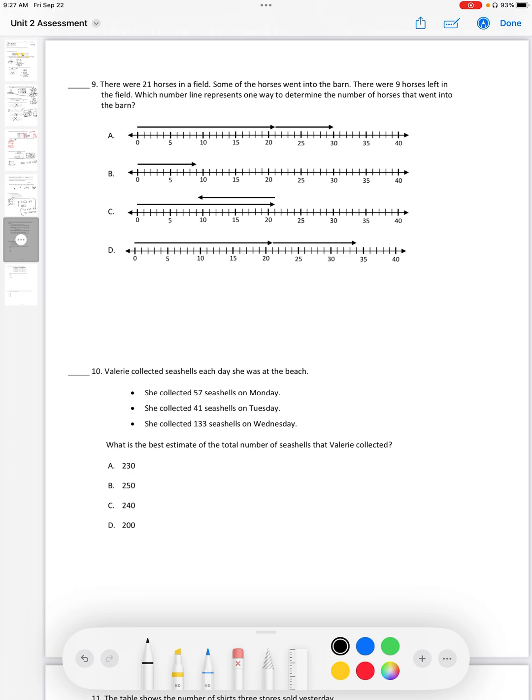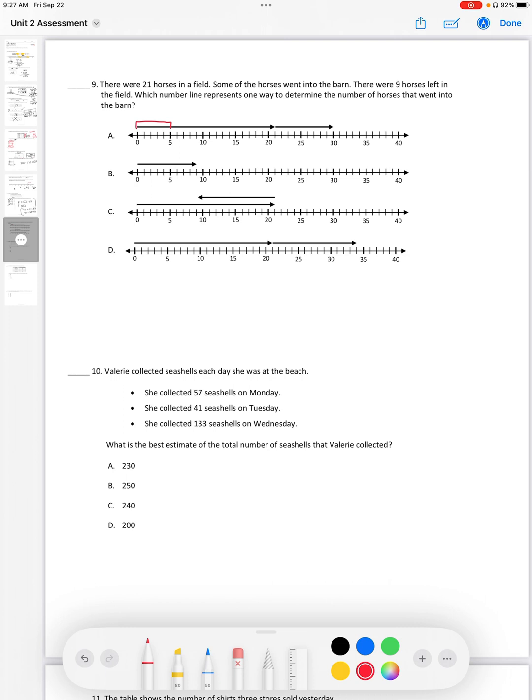The first thing we need to do, before I even solve this, I'm going to look at these answer choices and figure out what each of these intervals is worth. Because on a number line, we don't count the lines. If we do that, it's going to throw us off. We count the spaces. The spaces are what hold the value. Well, I know from here to here has a value of 5. My intervals are going to be smaller than 5.